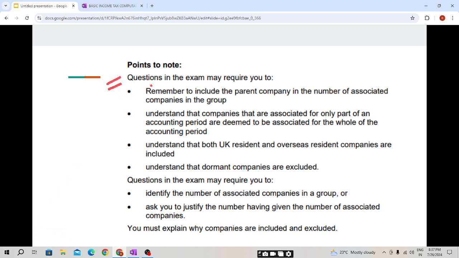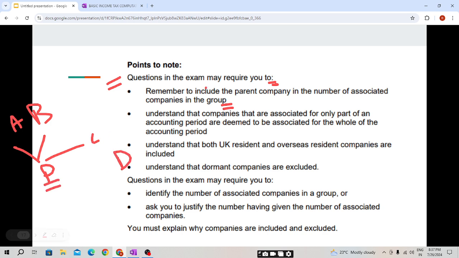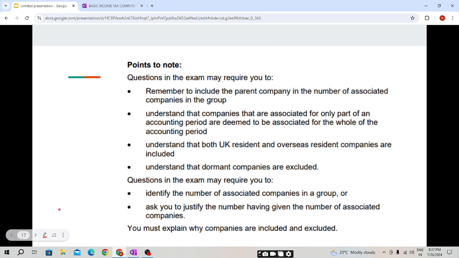Points to note. Questions in the exam may require you to remember to include the parent company in the number of associated companies. That is, if P is controlling A, B, C and D. P means parent company, a company which controls two or more companies. Control means more than 50% holding. So the company controlling two or more companies will be known as parent company. So the parent company will also be included in the number of associated companies.